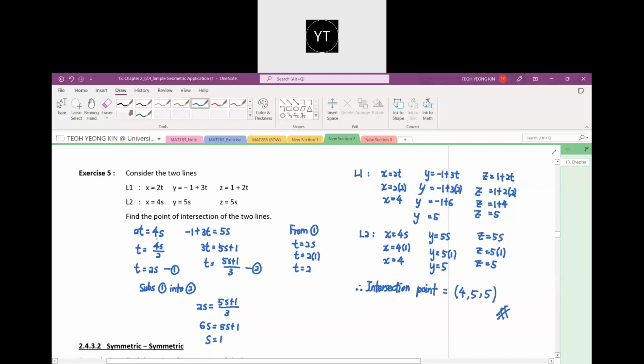In the next video, we'll look at the intersection point between a symmetric equation and a symmetric equation, where both of them are symmetric equations. In the first example, both lines were parametric equations. So in the next video, we'll look at when both of the equations are symmetric equations.